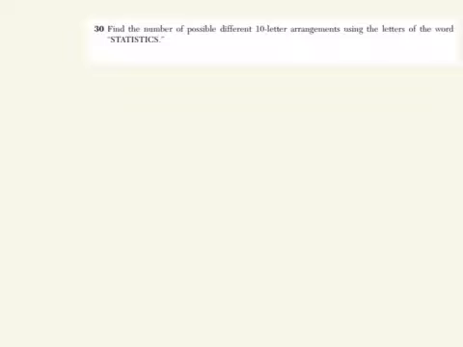Today we're going to again be looking at the 2013 June Trig/Algebra 2 Regents. We're going to be looking at question number 30. So the question is, find the number of possible different 10-letter arrangements using the letters of the word statistics.